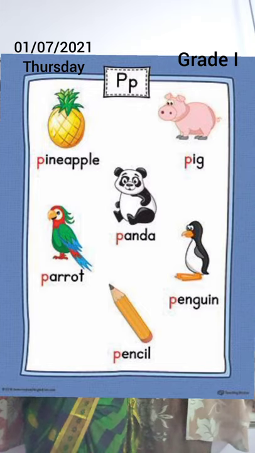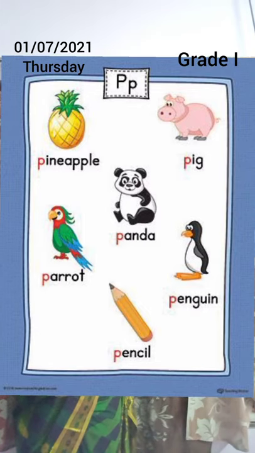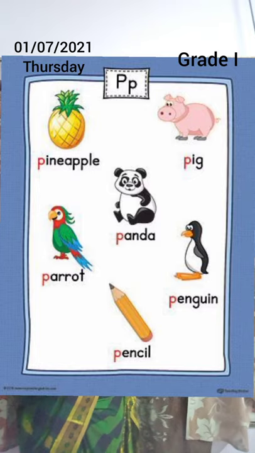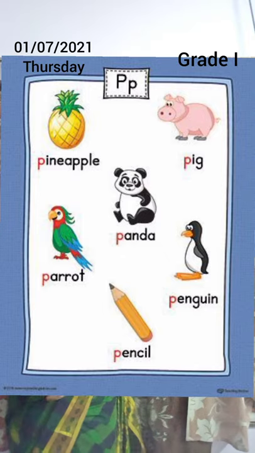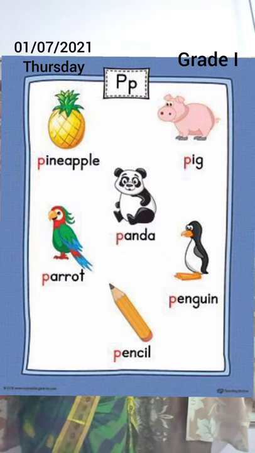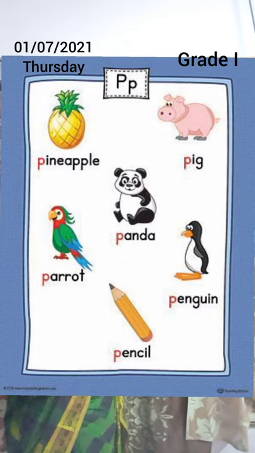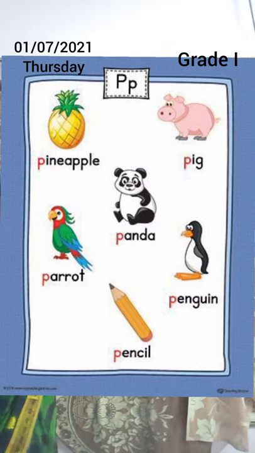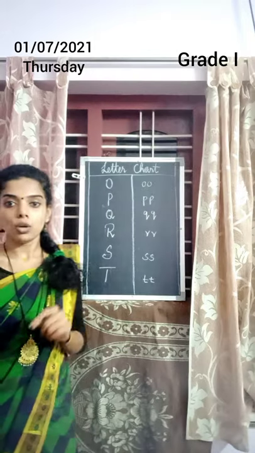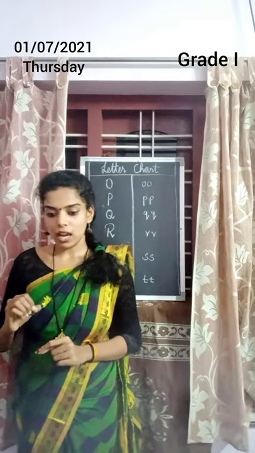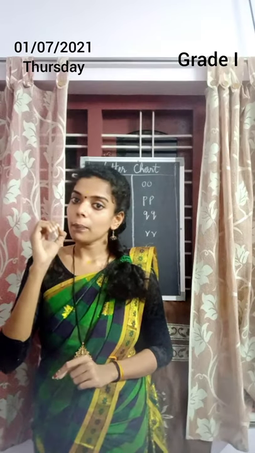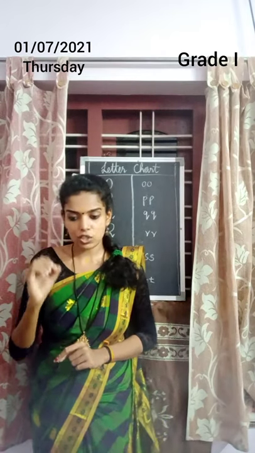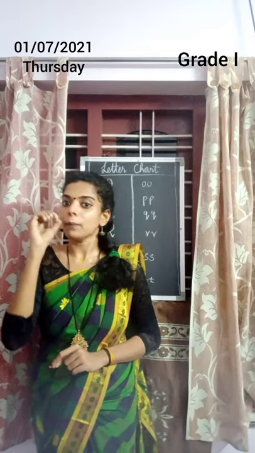Parrot, P-A-R-R-O-T, parrot. Panda, P-A-N-D-A, panda. Penguin, P-E-N-G-U-I-N, penguin. Pencil, P-E-N-C-I-L, pencil. So the alphabet is P. The sound of alphabet P is P sound. So the examples of P sounds are pineapple, pig, parrot, panda, penguin, pencil.